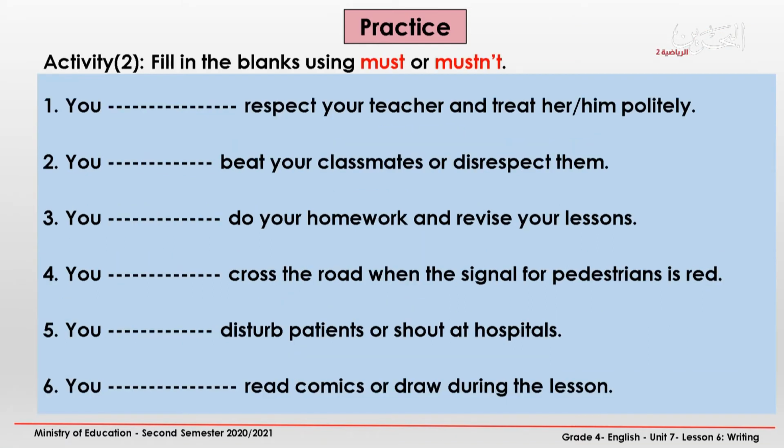And now, in the second activity, you are going to fill in the blanks using must or mustn't. When you finish, my dear students, you are going to press the Enter key to check your answers.